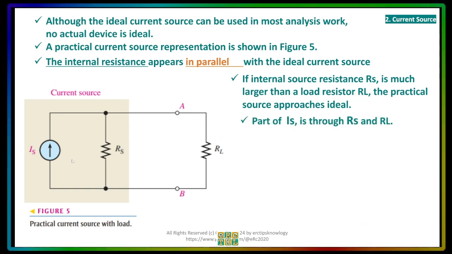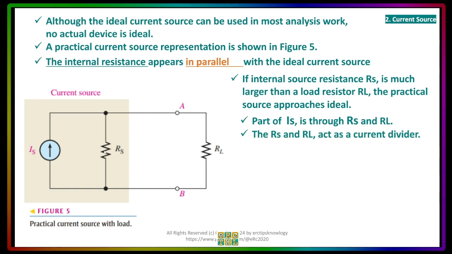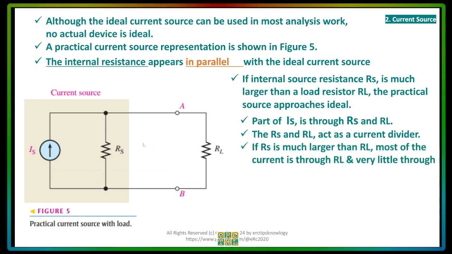Part of IS will go through RS and RL, and the current will be divided between the two of them. Now, if RS is much larger than RL, most of the current will go to RL, and very little will go through RS. So RL will have the lower resistance, therefore it will have higher current, and very little current will go to RS.